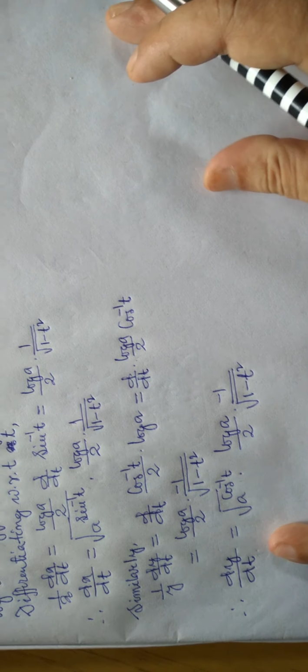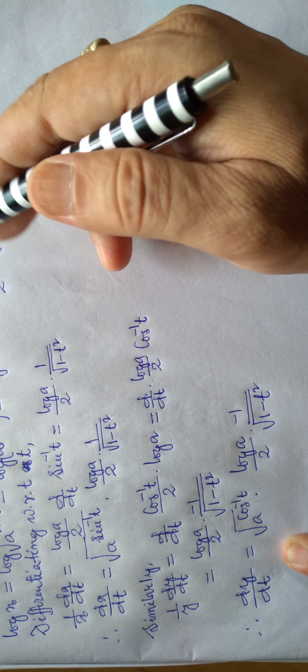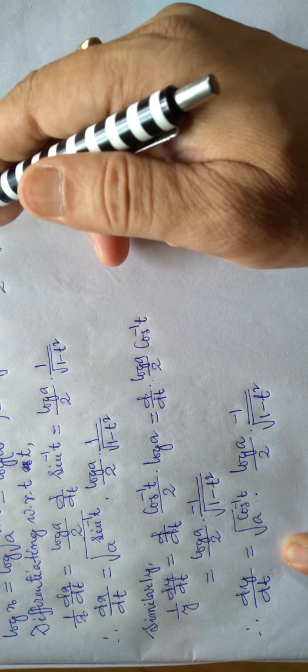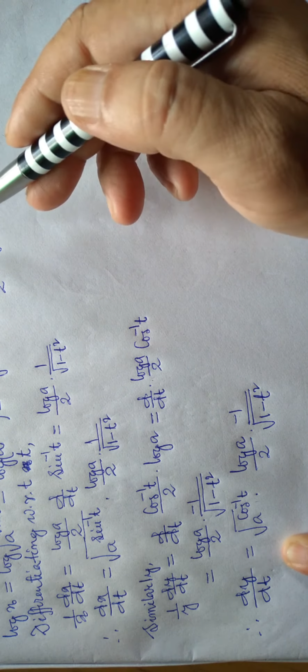The question is asking us to find this dy by dx, okay? And finally what we are going to write is that one, minus y by x, right? Okay.